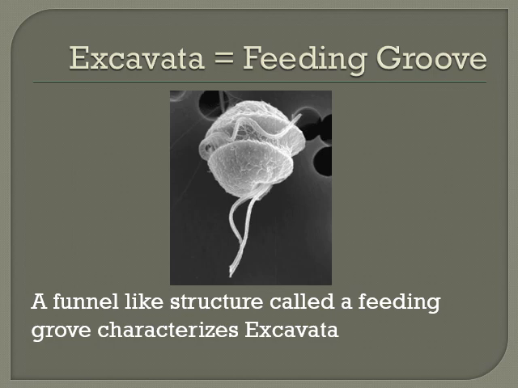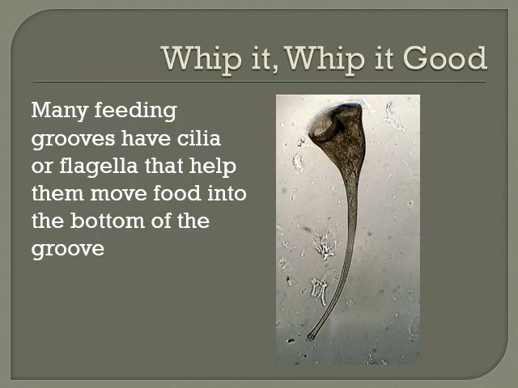It's called excavata because it's got this feeding groove to it. It's got a funnel. All excavates have this. A lot of these organisms with feeding grooves have flagellar cilia, whipping the environment in order to push food into that groove. Once it gets to the bottom of the groove, the food is going to undergo a process called phagocytosis.